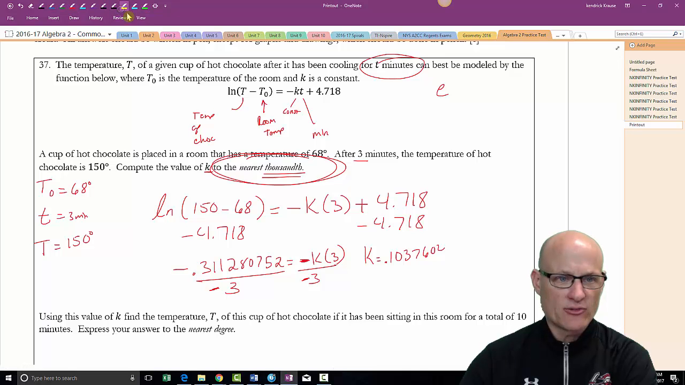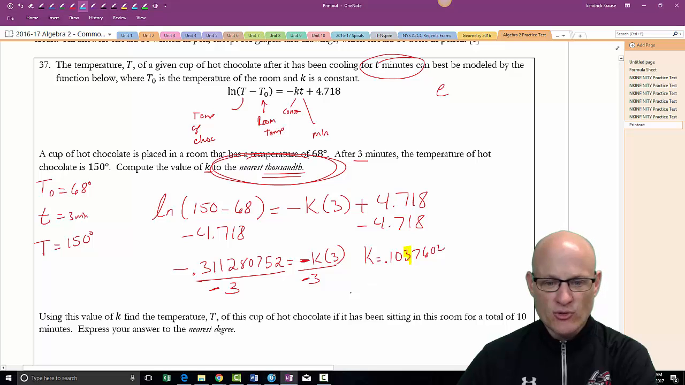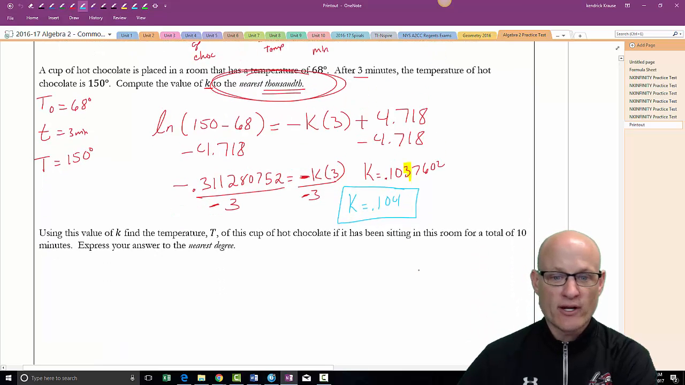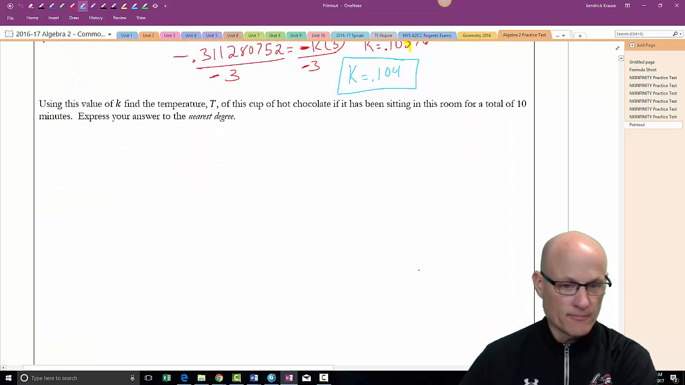And again, highlight that thousandths place if you want. I want to highlight this. So that's going to round up. So K is equal to 0.104. Don't make the grader look for your answer, 0.104.